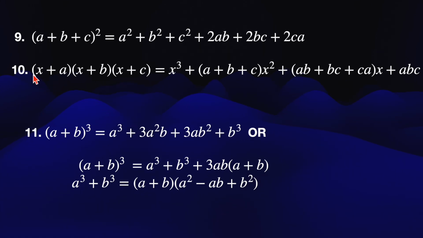This is x cube plus (a plus b plus c) into x square. So what is the coefficient of x square? a plus b plus c. Plus, then multiply a and b: (ab plus bc plus ca) into x. So what's the coefficient of x? ab plus bc plus ca. Plus here the last term is a into b into c. So this is the identity. This is the formula.